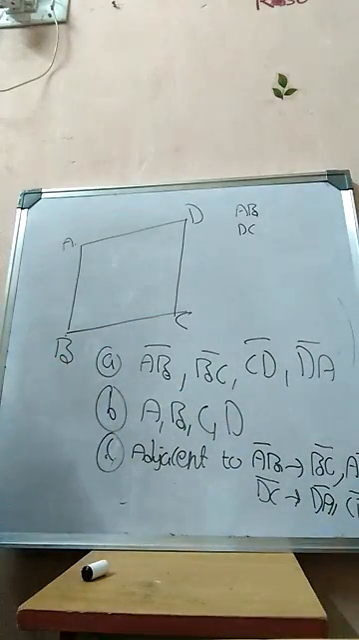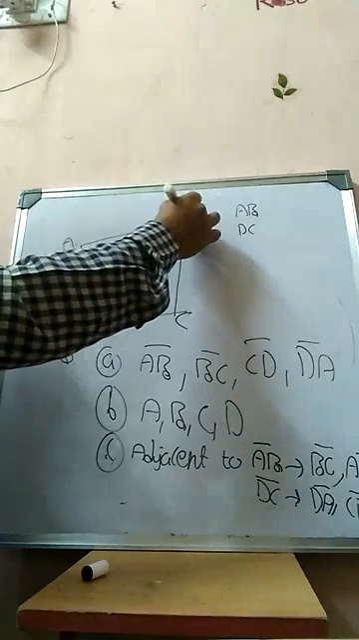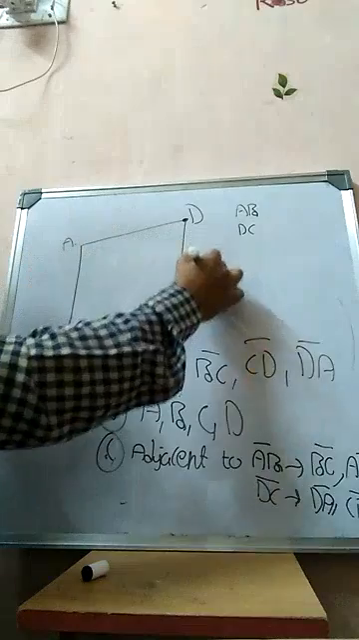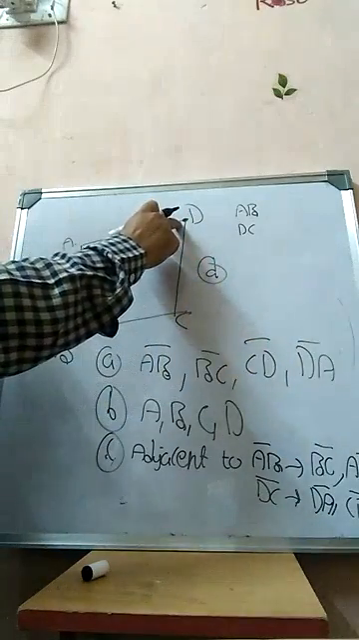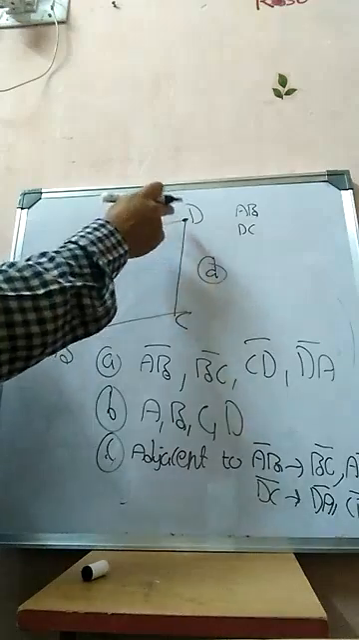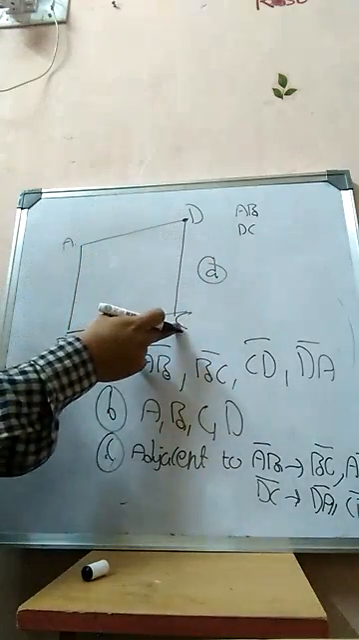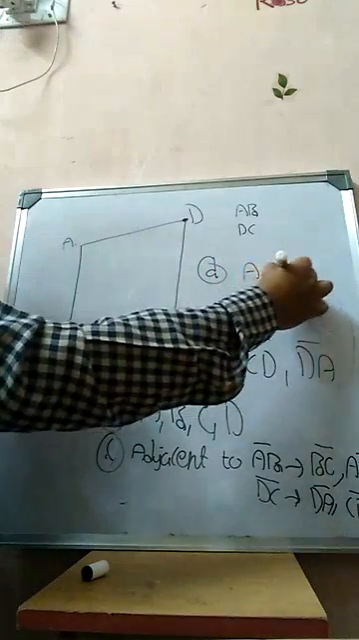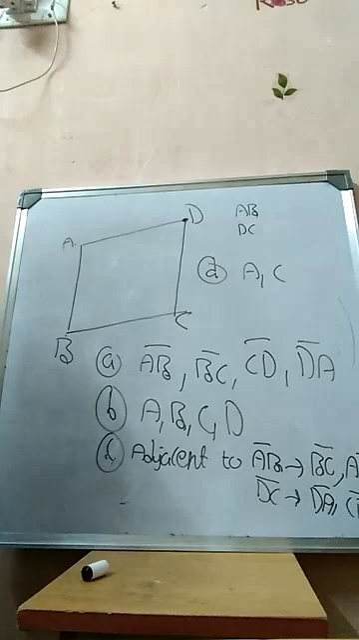Next, the fourth question is, which vertices are adjacent to D? D is one vertex. Which vertices are adjacent to D? Clearly one is C, another one is A. So A and C are the adjacent vertices to D. Now we'll see one more problem.